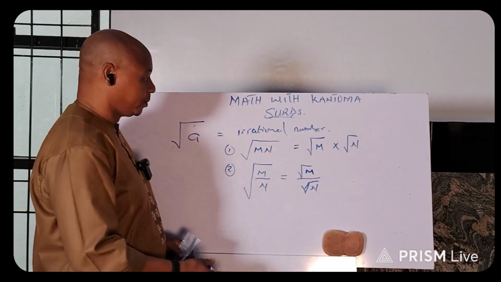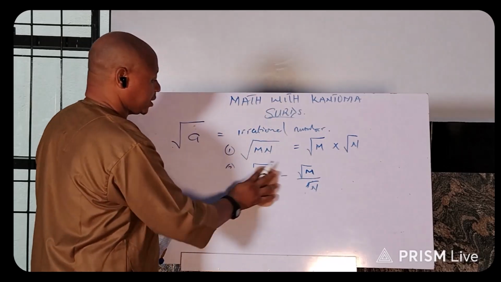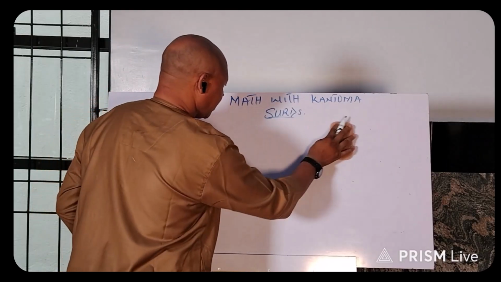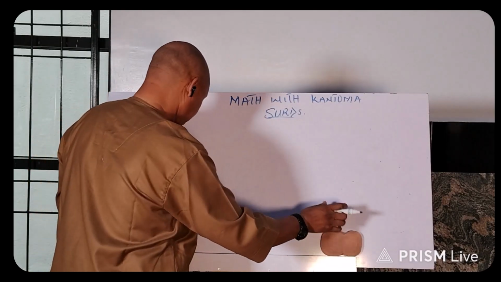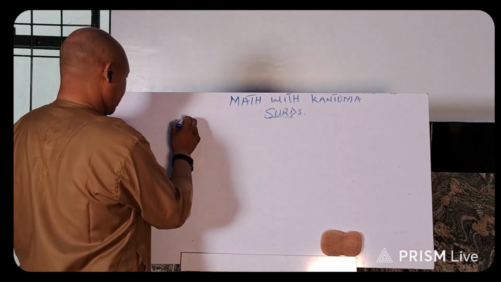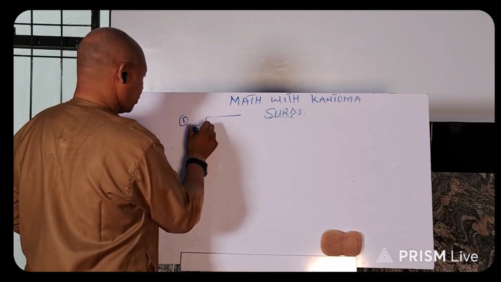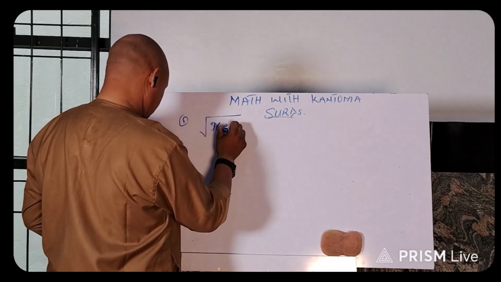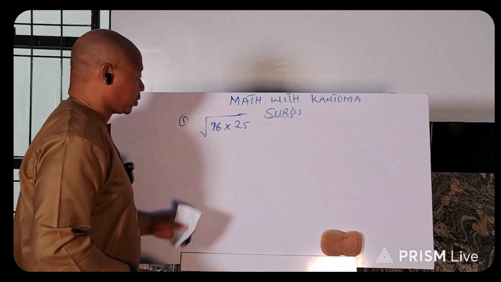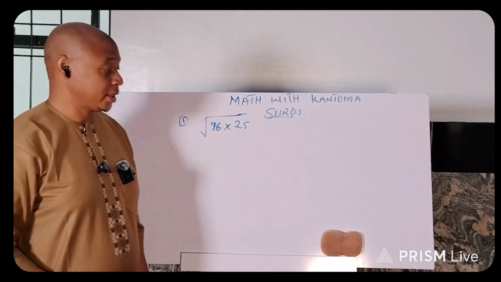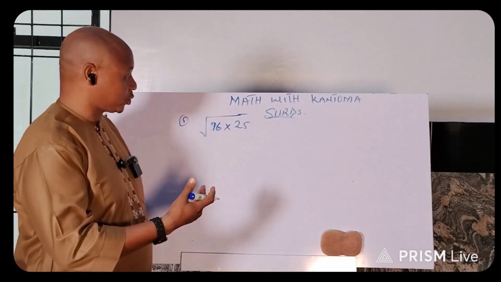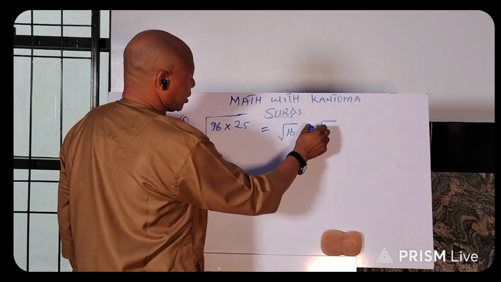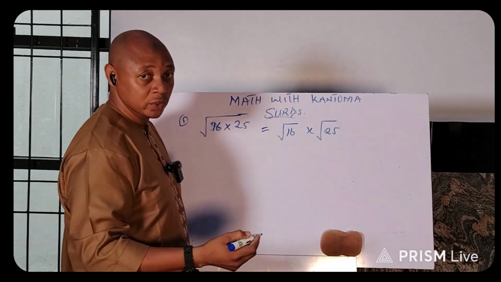So the first we'll be discussing after the rules of surds is addition and subtraction of surds. Looking at the first example, we are asked to simplify the square root of 16 times 25. So this is the multiplication rule in surds. If you are multiplying root 16 times 25, this is the same thing as saying square root of 16 times square root of 25, applying the first rule of surds.